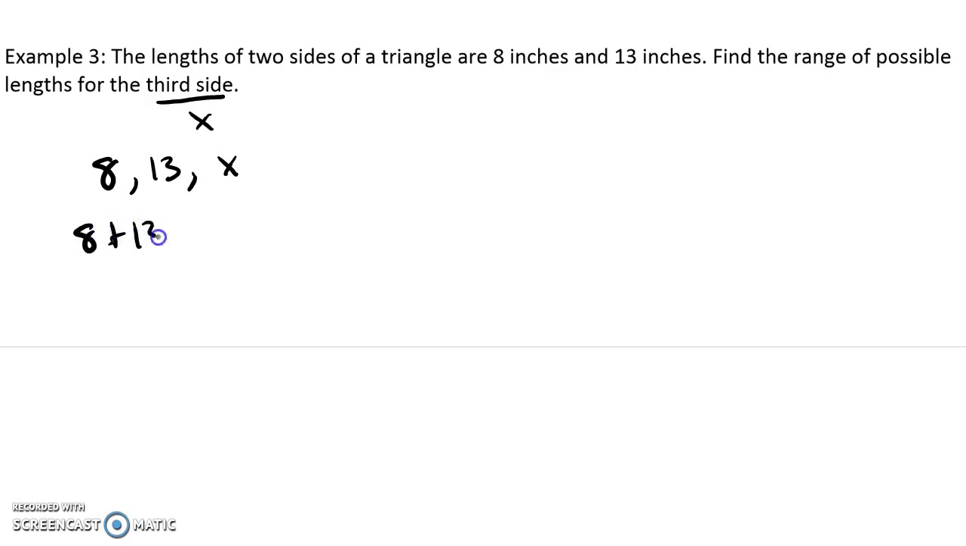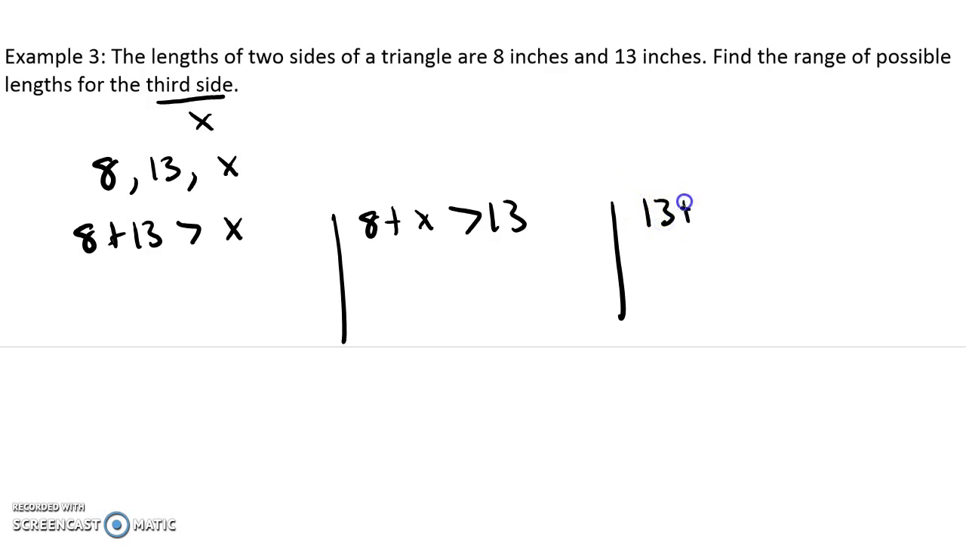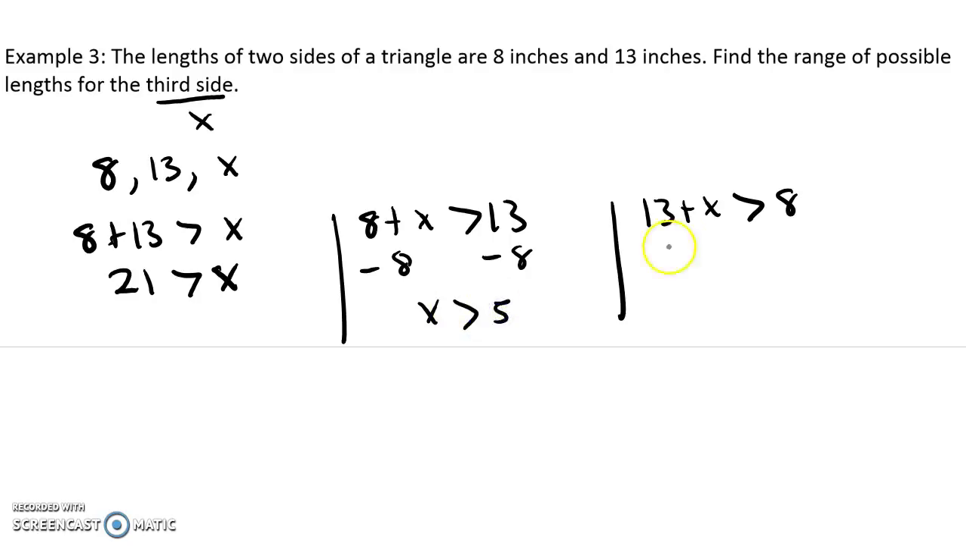So 8 plus 13 is greater than x. 8 plus x needs to be greater than 13. And finally, 13 plus x is greater than 8. Solve all three. So 8 plus 13 is 21. Subtracting 8 from both sides, x is greater than 5. And then here, subtracting 13 from both sides, x is greater than negative 5.